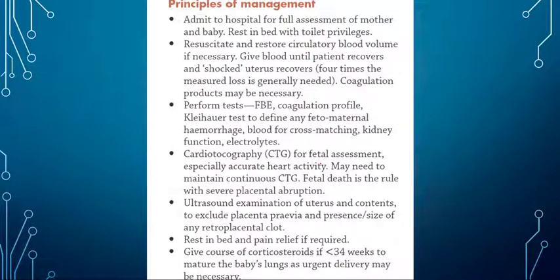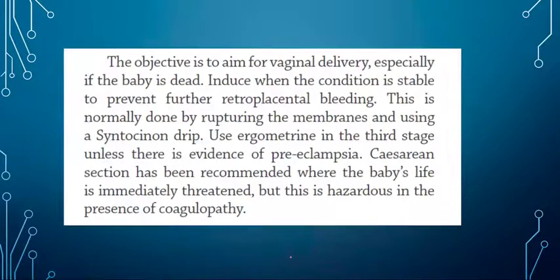Management. Because the patient is bleeding, you need to make sure you resuscitate the patient, just like always. After the resuscitation, you will do some blood tests. You will also do an ultrasound to confirm that it's not a placenta previa, and CTG to assess if there is any fetal distress. If the gestational age is less than 34 weeks, we will also give a course of steroid. The aim will be for vaginal delivery here.